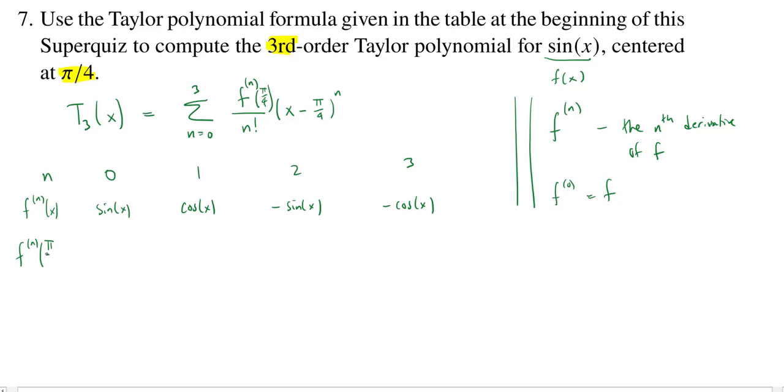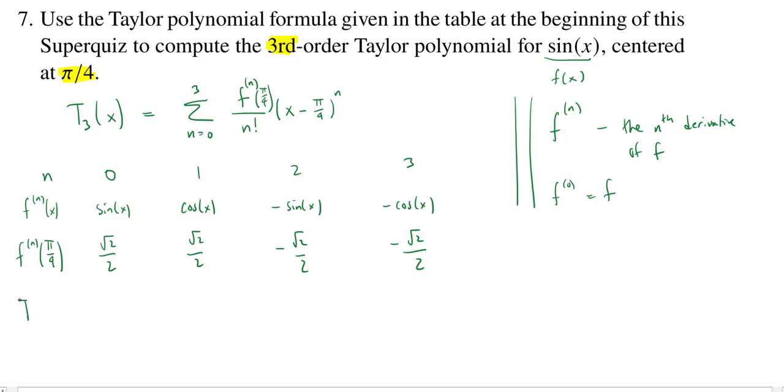So I'm going to compute each of these at pi over 4. Sine of pi over 4 is root 2 over 2. And cosine of pi over 4 is also root 2 over 2. Once I have the first two, the second two are the same, just with a negative in front. So negative root 2 over 2 and negative root 2 over 2.